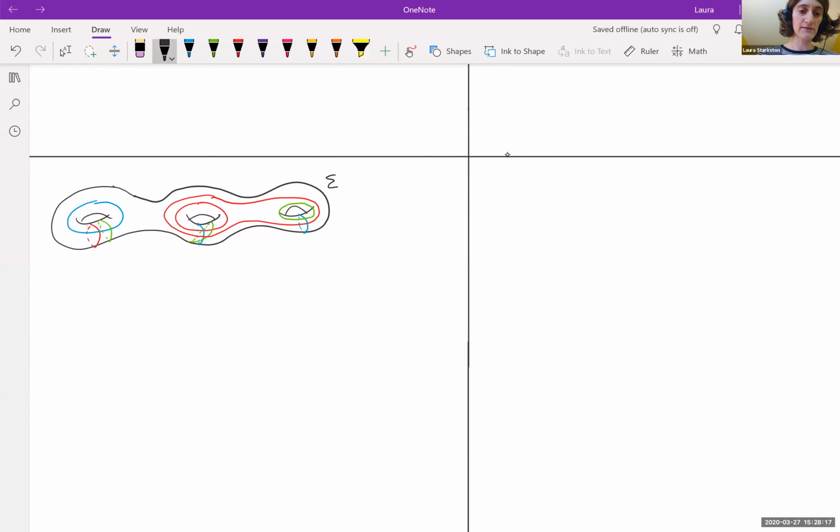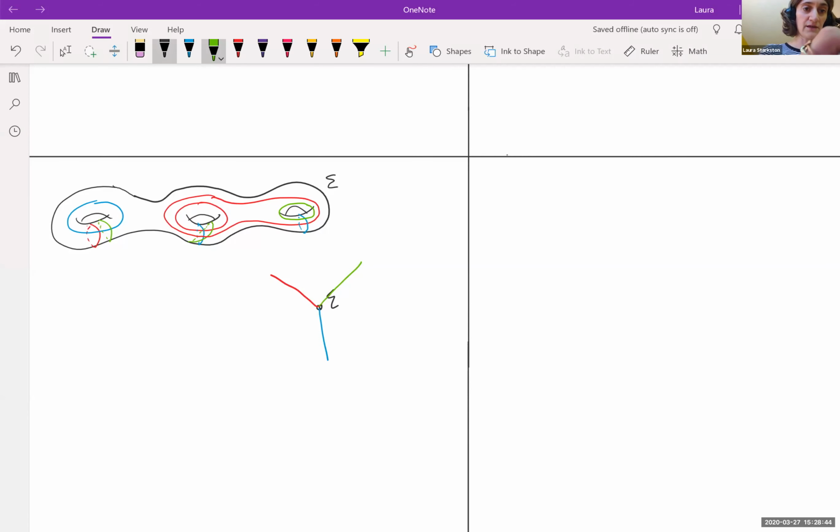So I can construct my four-manifold from the inside out. I start with sigma, and then I attach disks along the red curves, and then that will compress to a handlebody to give me H1. Similarly, I can attach disks along the blue curves and along the green curves to get my H2 and H3.